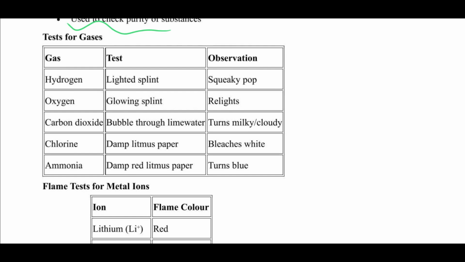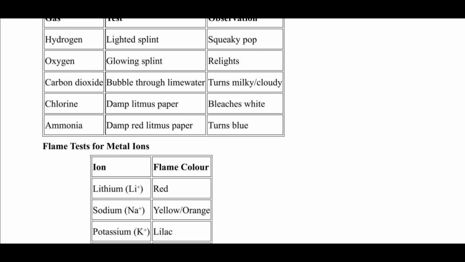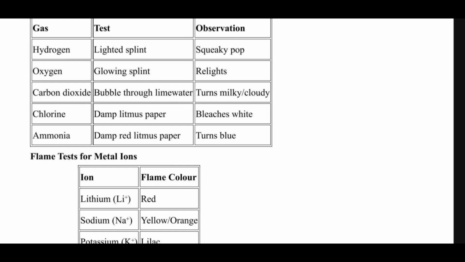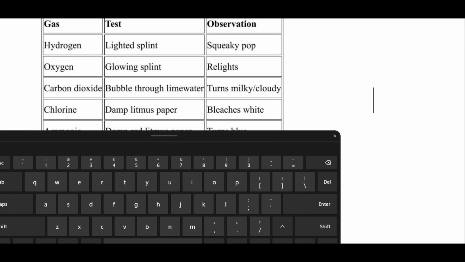For chlorine, it's simple. You have to use damp litmus paper. Because chlorine has bleaching properties, it will change the color of the litmus paper to white. The color will disappear from the litmus paper, so it means it's chlorine gas. For ammonia, if you use red litmus paper, the color will change to blue, because ammonia is not acidic. So these are some of the tests you can do for these different gases. These are the common gases that you have to remember, and their observations.